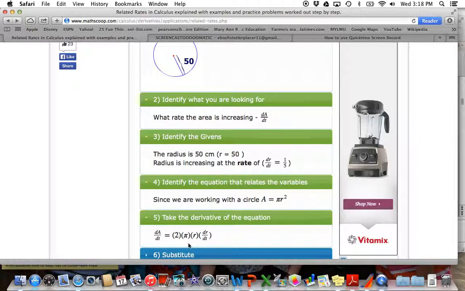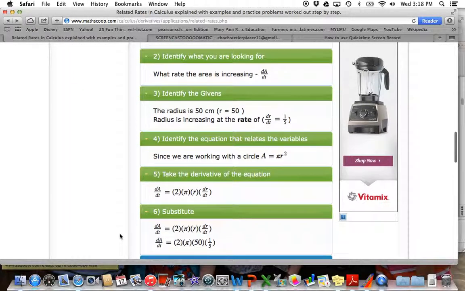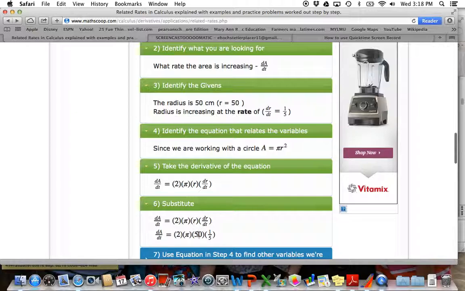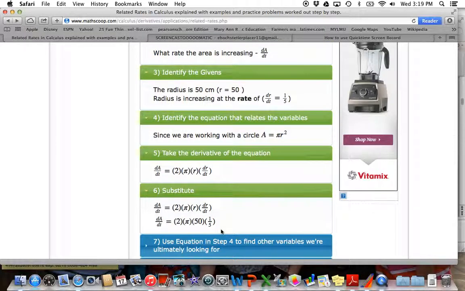What do I know that I can substitute in? That's what you want to ask yourself next. What can I replace in this equation? So looking back, identify your givens. What do I know? Well, I know that my radius is 50, and I know dr dt, how it's changing, is 1/5. Now this is something I can solve. So go ahead and simplify that.